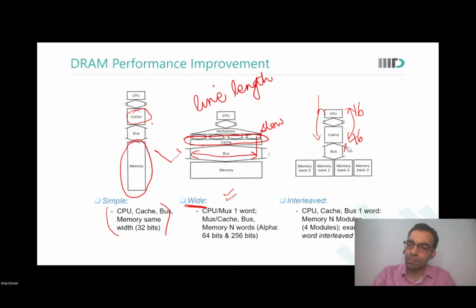Sir, in the wide option, what we are doing is increasing the words per row so that we can read more words. In wide, if my word width was 16 earlier, I increase the word width to, let us say, 32 or 64. So when I read one word of the cache, I'm actually reading 2 or 4 equivalent words for the CPU. Is that okay?